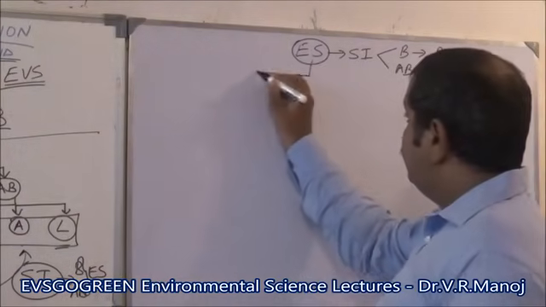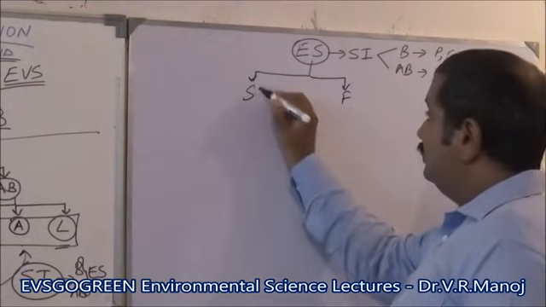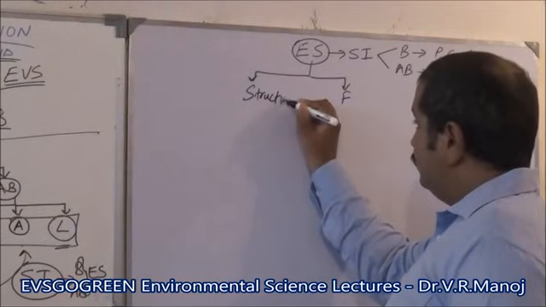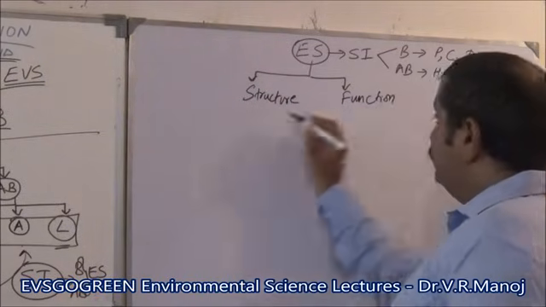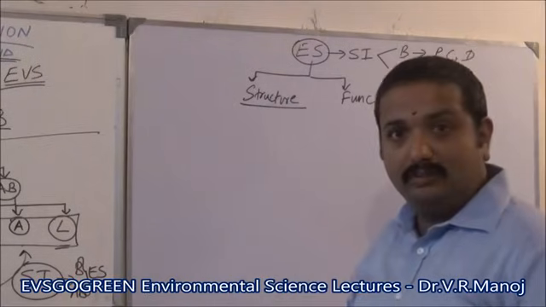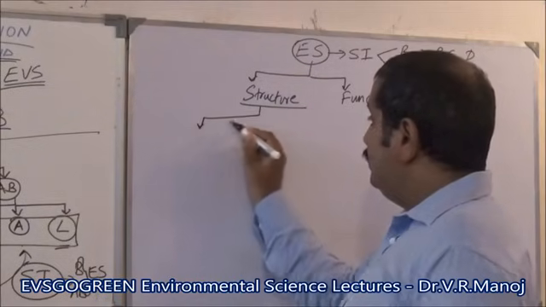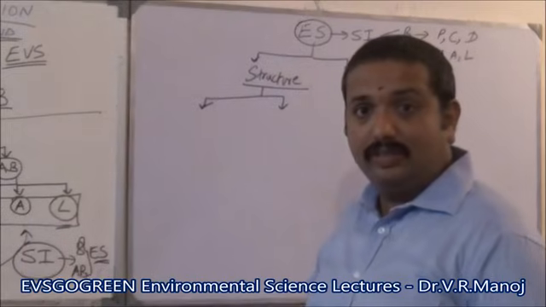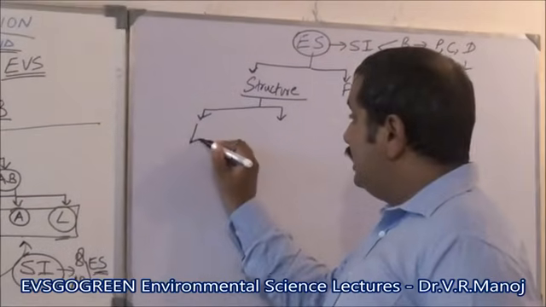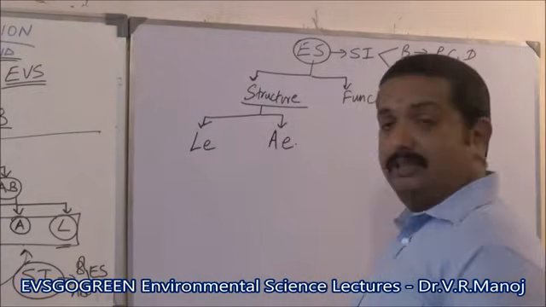And ecosystem has both structure and function. Okay, structure and function. What is the structure of the ecosystem? The structure of the ecosystem is fundamentally, for your syllabus, you will learn about 2 different structures of the ecosystem. One is the land ecosystem and the other is the aquatic ecosystem.